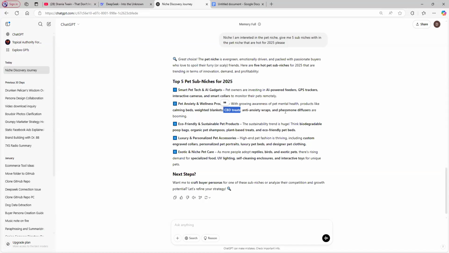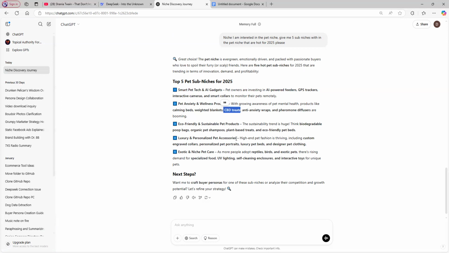Anti-anxiety wraps, pheromone diffusers, eco-friendly and sustainable pet products. Anything that is sustainable or eco-friendly is going to give you a boost. It's huge. Think biodegradable poop bags, organic pet shampoos, plant-based treats. Again, avoid the treats. Eco-friendly pet beds. Another good one.